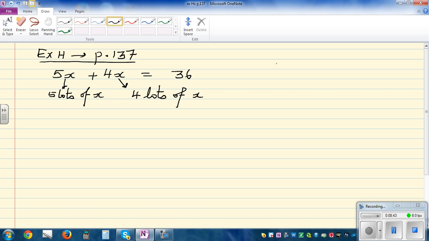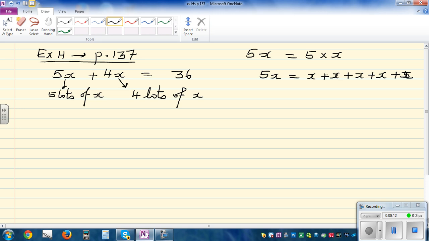So let me write it here, 5x is, you can say that is 5 times x, there is nothing wrong, but 5x means x plus x plus x plus x plus x, 5 times x. Let me explain this in a different way with numbers. Suppose, what is 5 times 4? We know 5 times 4 is 20. So this means 5 lots of 4. So this is 4 plus 4 plus 4 plus 4 plus 4.